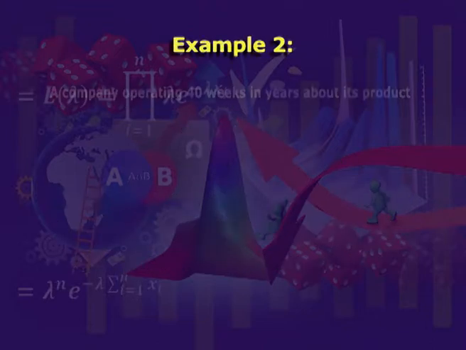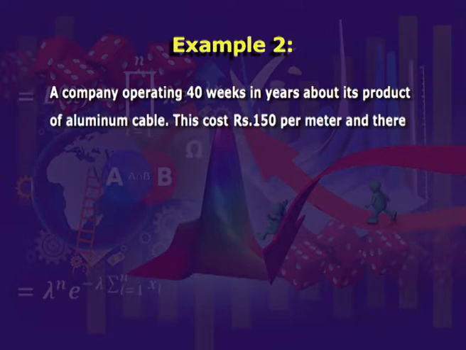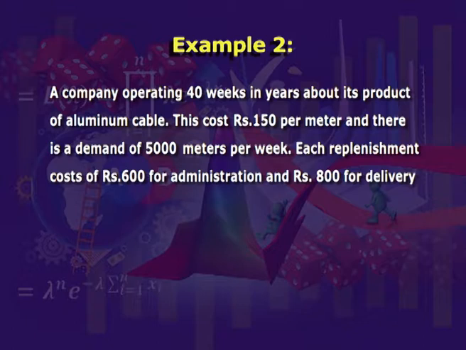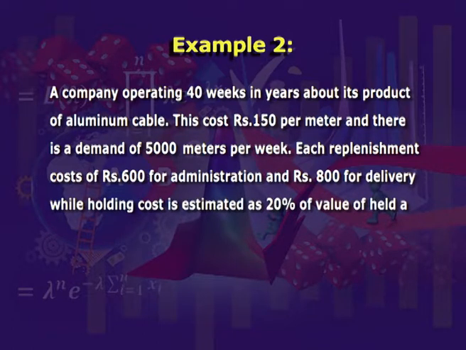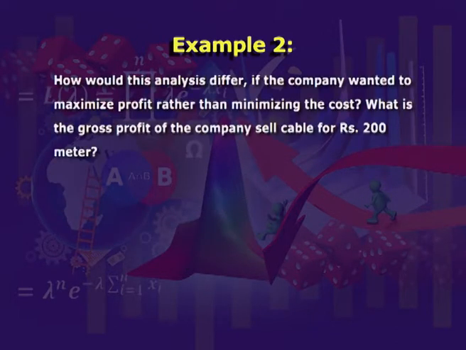Let us see example 2. A company operating 40 weeks in a year buys its product, aluminium cable. This costs rupees 150 per meter and there is a demand of 5000 meters per week. Each replenishment costs rupees 600 for administration and rupees 800 for delivery, while holding cost is estimated as 20% of value of stock held a year. Assuming no shortages, what is the inventory policy of the company? How would this analysis differ if the company wanted to maximize profit rather than minimizing the cost?